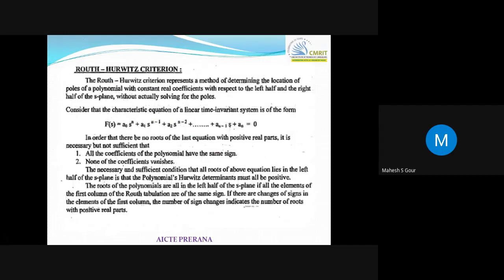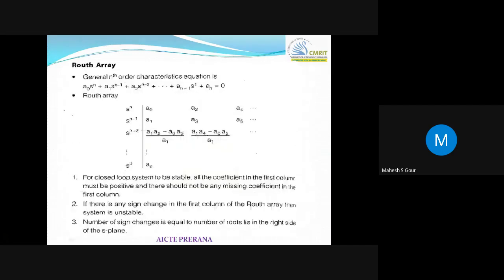Okay, so RH criteria, I'll brush up first. RH criteria, what is it? Your characteristic equation will be given. So how will you get the characteristic equation?